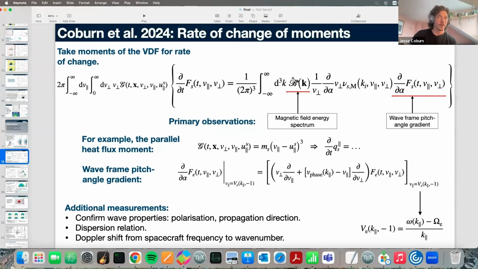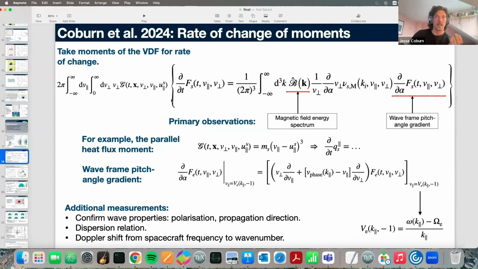It evolves according to a magnetic field energy spectrum, which we can measure, and it evolves according to the wave-frame pitch angle gradient, which I've put right here. You have gradients in v parallel and gradients in v perp, displaced by the phase velocity of the wave that you're considering, of the distribution function. So we're going to employ the analysis technique that I showed you before on F to get the evolution.